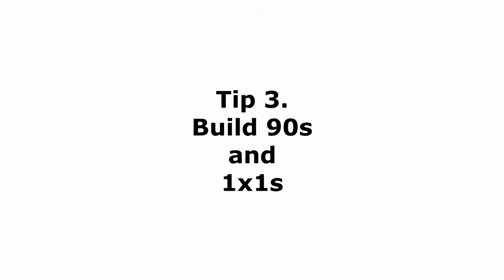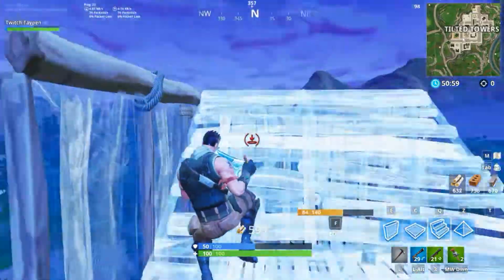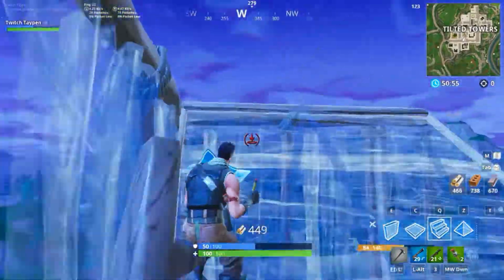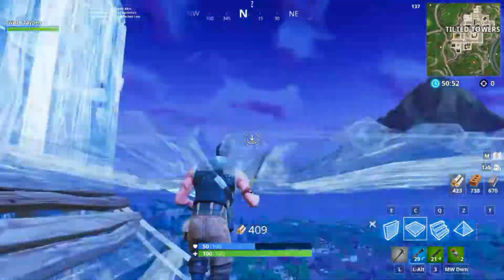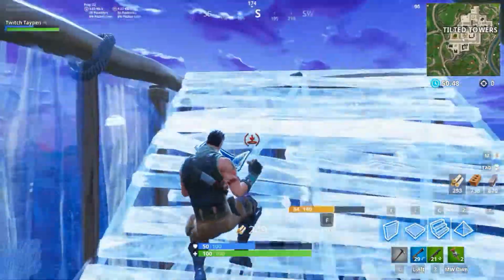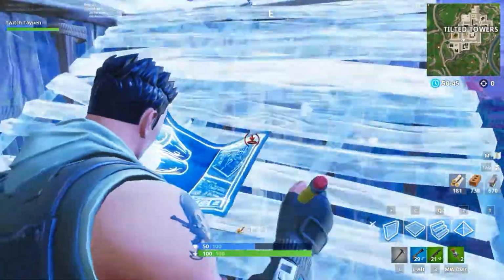All right, so the next tip is going to be to go into playground mode and practice building 90s and 1x1s. Essentially, what this is going to do is, for one, tell you if your sensitivity is high enough to turn effectively without running out of mouse pad space or getting cramped up or tired.